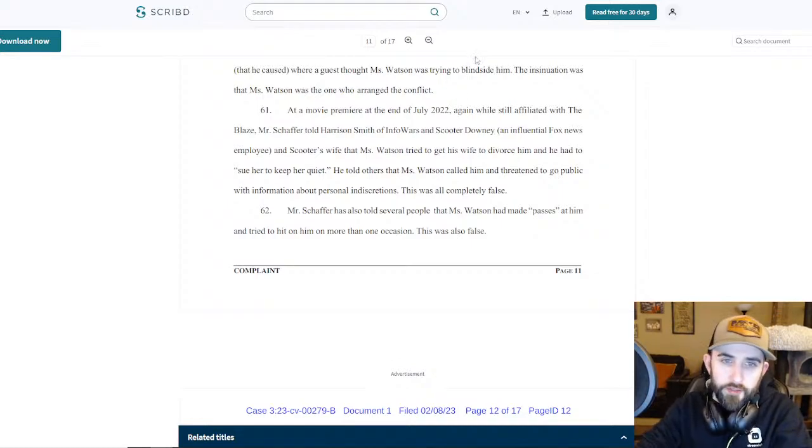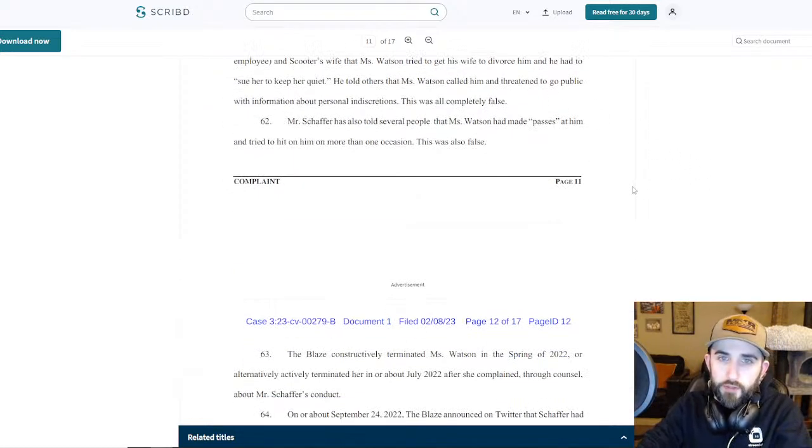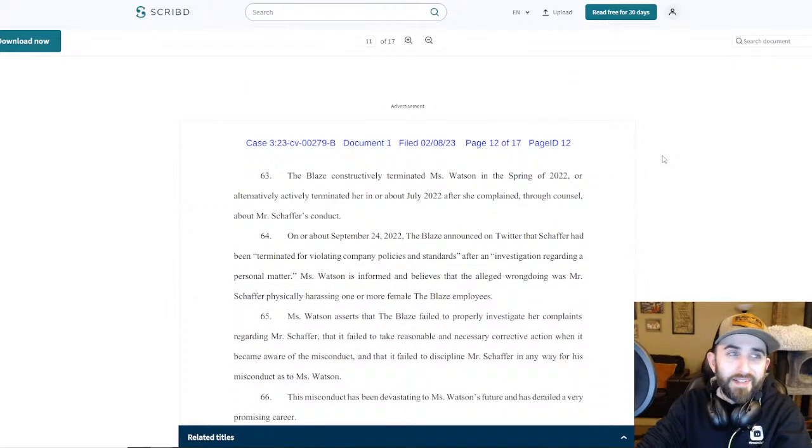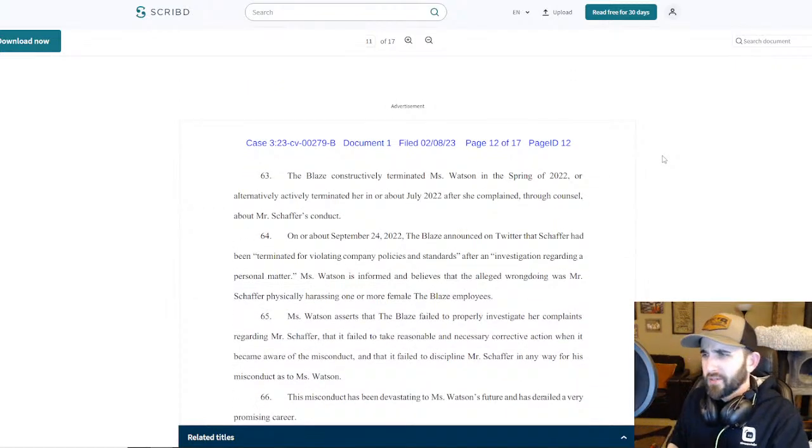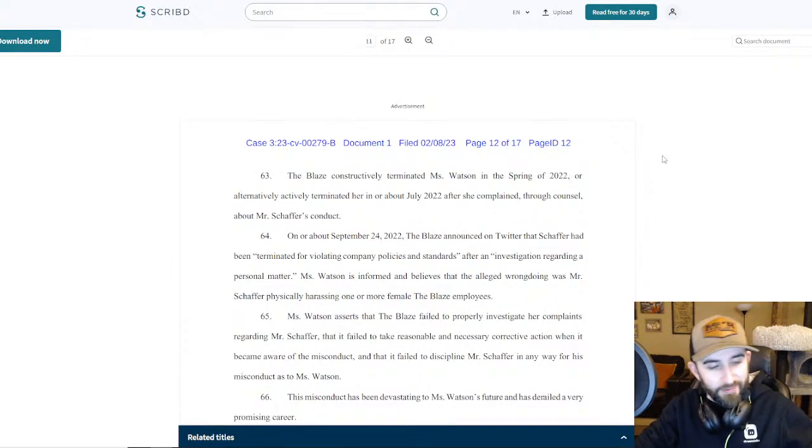This was all completely false. Mr. Schaefer also told several people that Miss Watson had made passes at him and tried to hit on him on more than one occasion. This is also false. And I believe that I could see Elijah being full of himself enough to say, oh yeah, she came on to me. Like, really, dude? Okay.